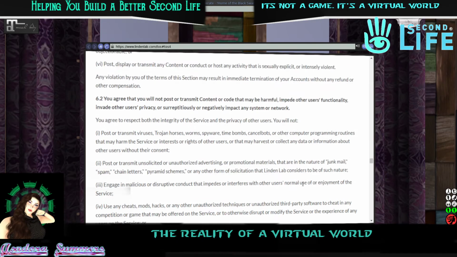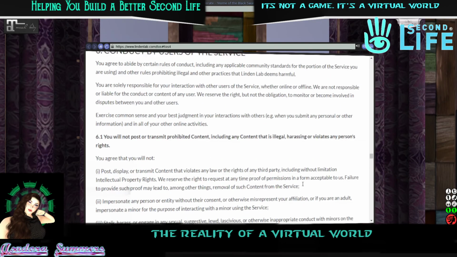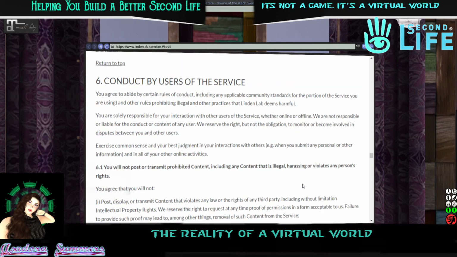Now, we are done with section 6, but as I said previously, I am going to look at the time. It's been 18 minutes now, and I think it would probably be better to wait for the community standards for another video. So the next video will be about community standards, which goes with this section of the TOS.